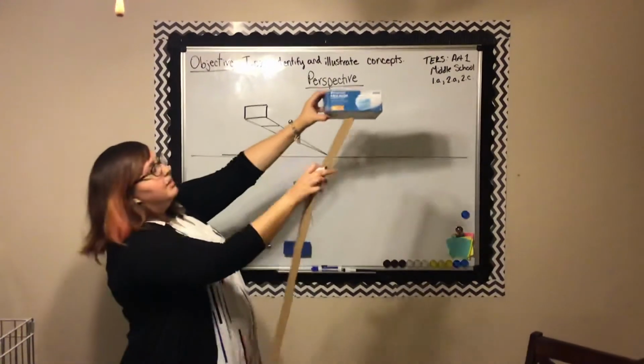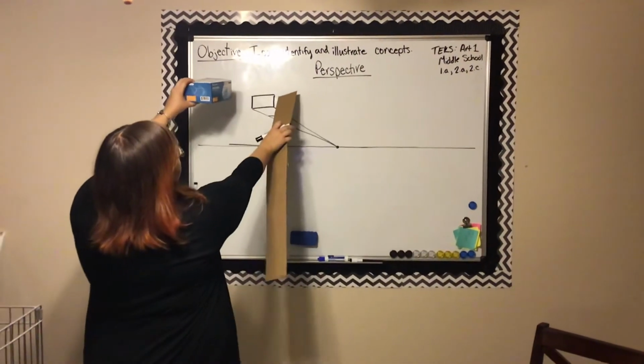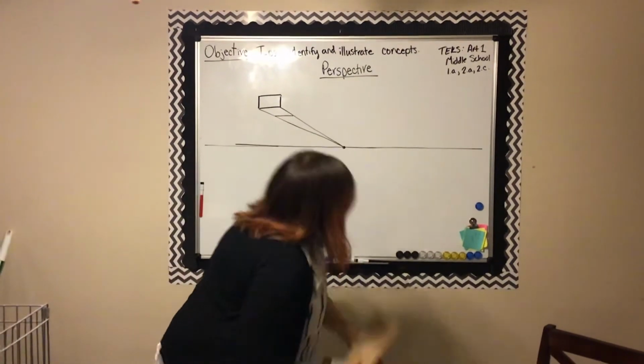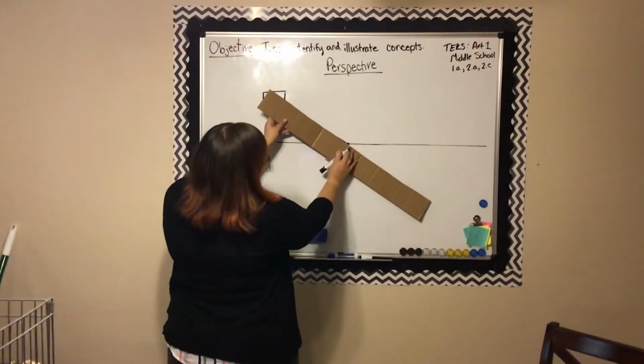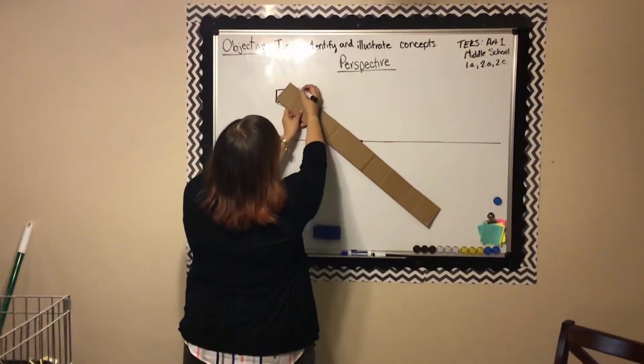Sorry, I just put it down. So, remember, we're holding it up here. The side of my box is going to be coming out as well. So here's where I'm going to pick the corner. I'm going to line it up to my vanishing point. Always line up to your vanishing point and draw my line.